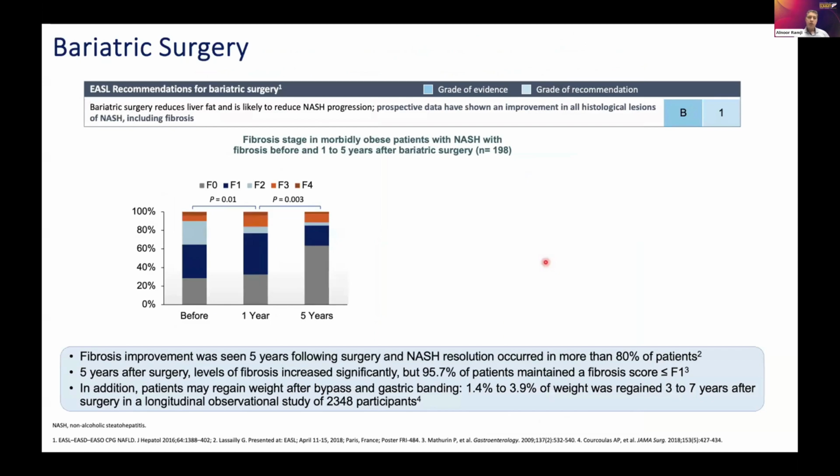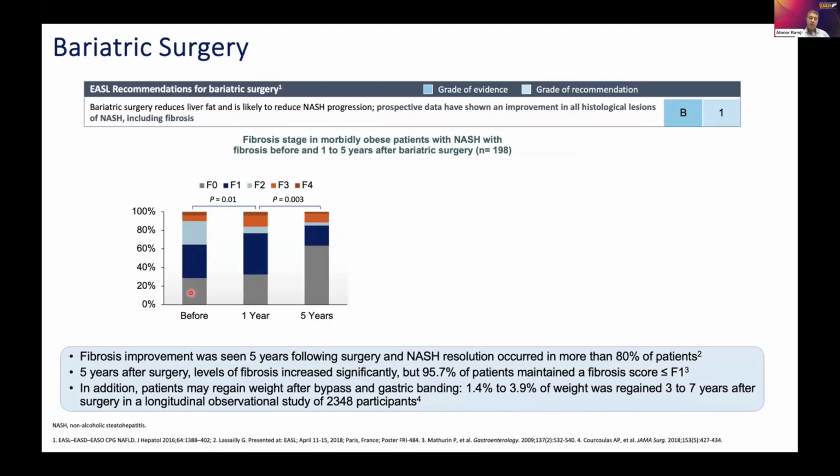Bariatric surgery, there are numerous studies in bariatric surgery. I think this exemplifies this well. This is in patients who underwent bariatric surgery for obesity, and they're looking at fibrosis stage in patients. I'll show you fibrosis stage before bariatric surgery, then at year 1 and year 5 after bariatric surgery.